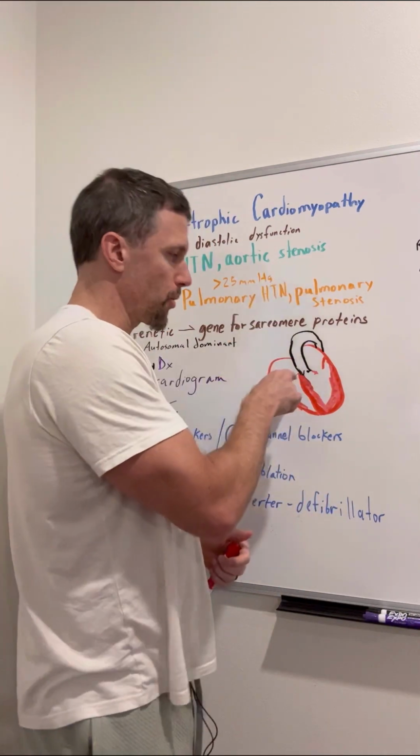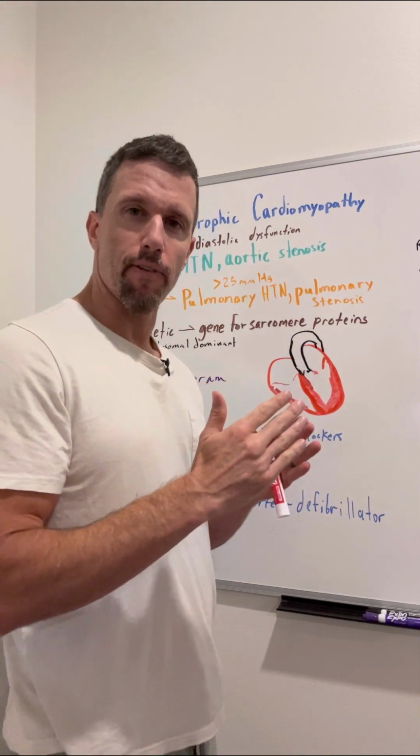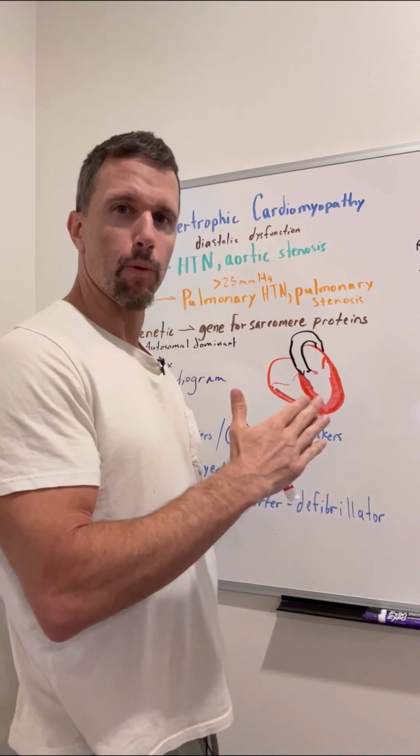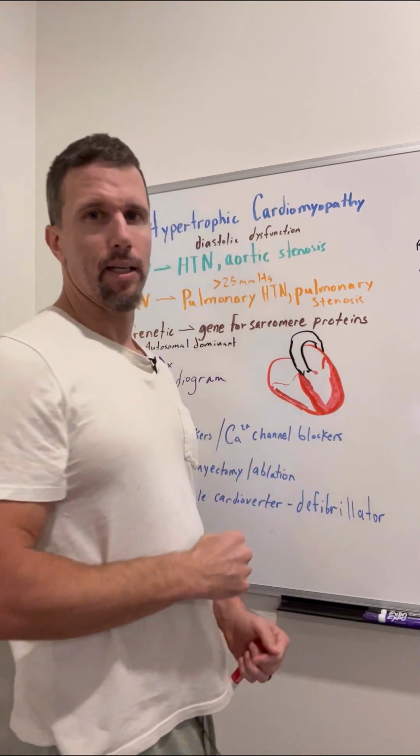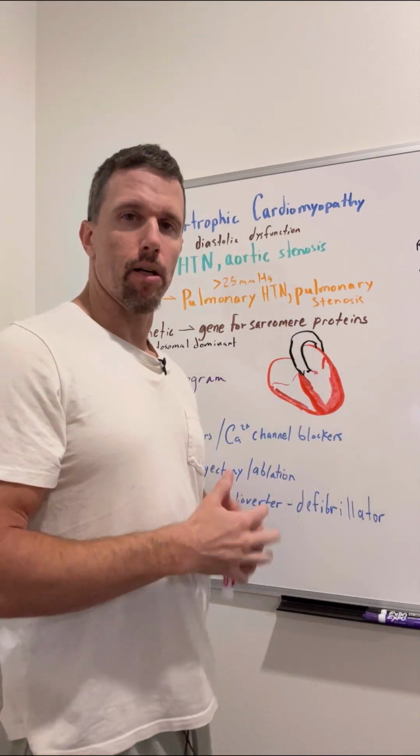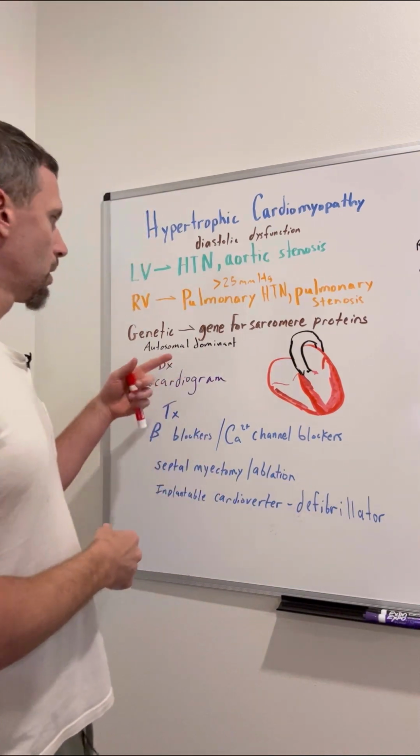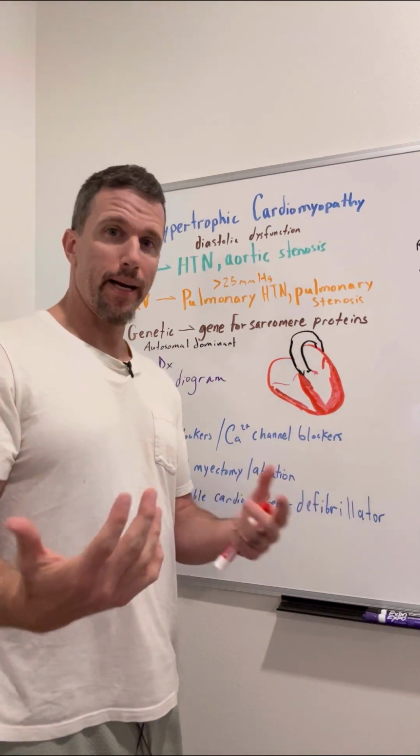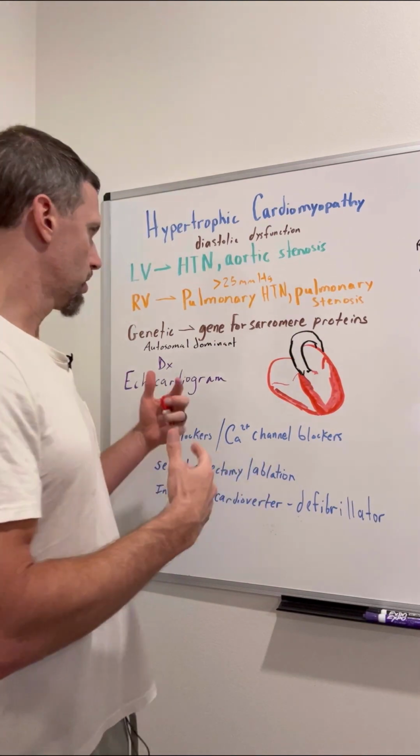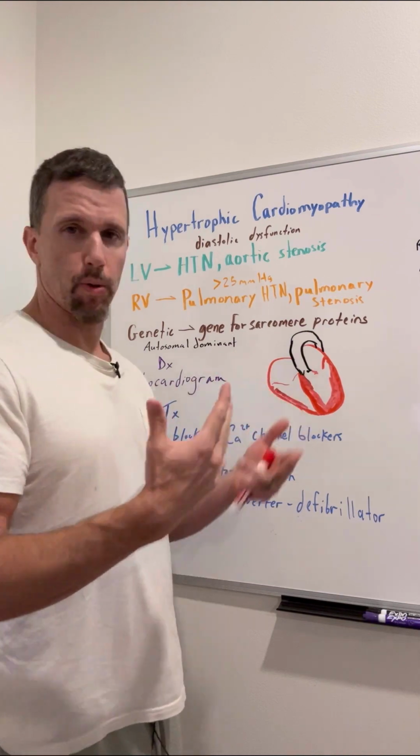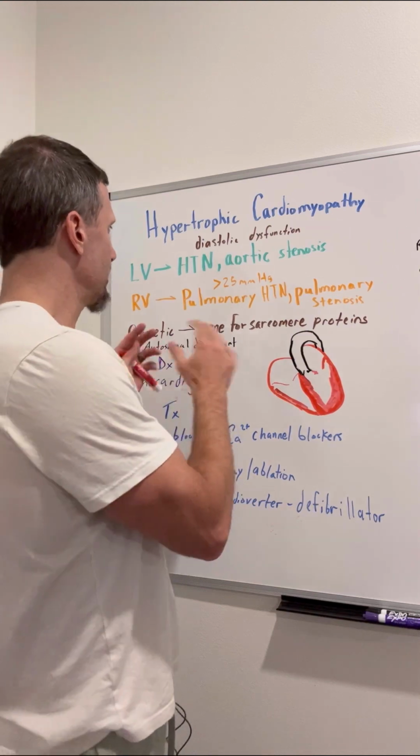Another one is aortic stenosis. Imagine that these little valve leaflets are calcified and they don't open very well. The heart has to push extra hard to get that blood into the aorta. So that could be another cause. But a lot of times it's just genetic and it's autosomal dominant. So that means that if your parents have it, you have a 50% chance of having it. And a lot of times the genes are genes for sarcomere proteins, like aspects of the myosin and stuff like that. So that's left ventricular hypertrophy.